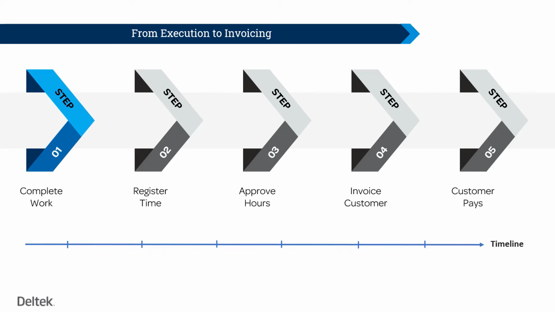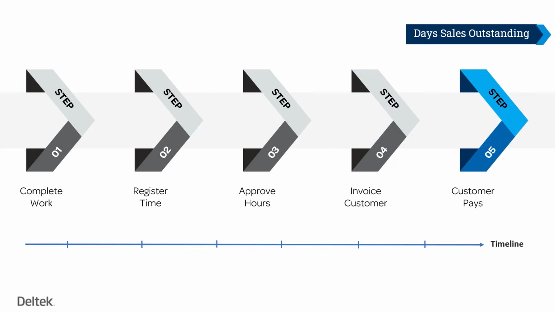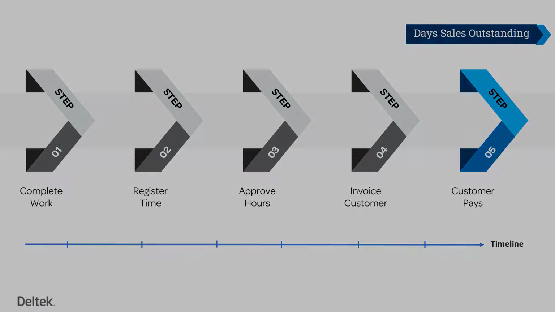The first step is to complete the work that was planned. Then register time for the work completed. Once we reach month end, it's time to review and approve the work in progress and start invoicing the customer. The number of days of sales outstanding will now depend upon which payment terms we have extended to our customers, as well as how prompt they are with their payments.